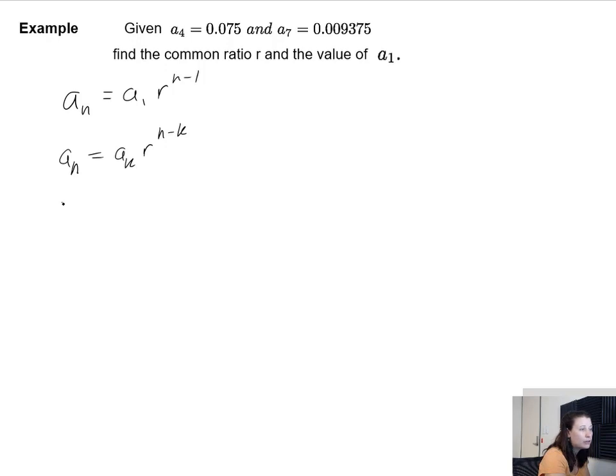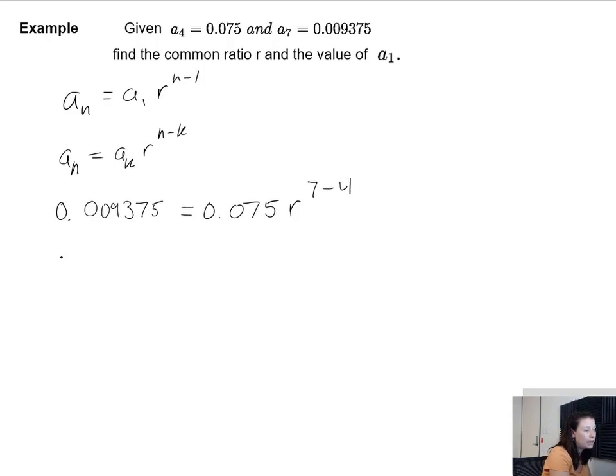So we have 0.009375 is equal to a_k, which we're going to say is a4, so 0.075 r to the n minus k, where n is 7, k is 4, so n minus k is 3.